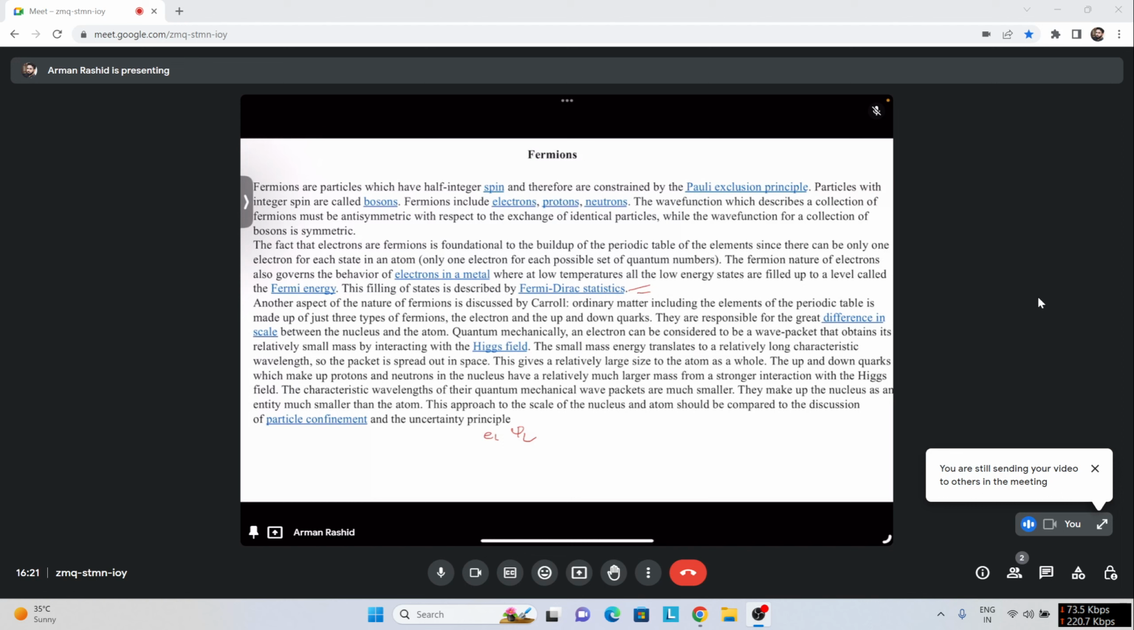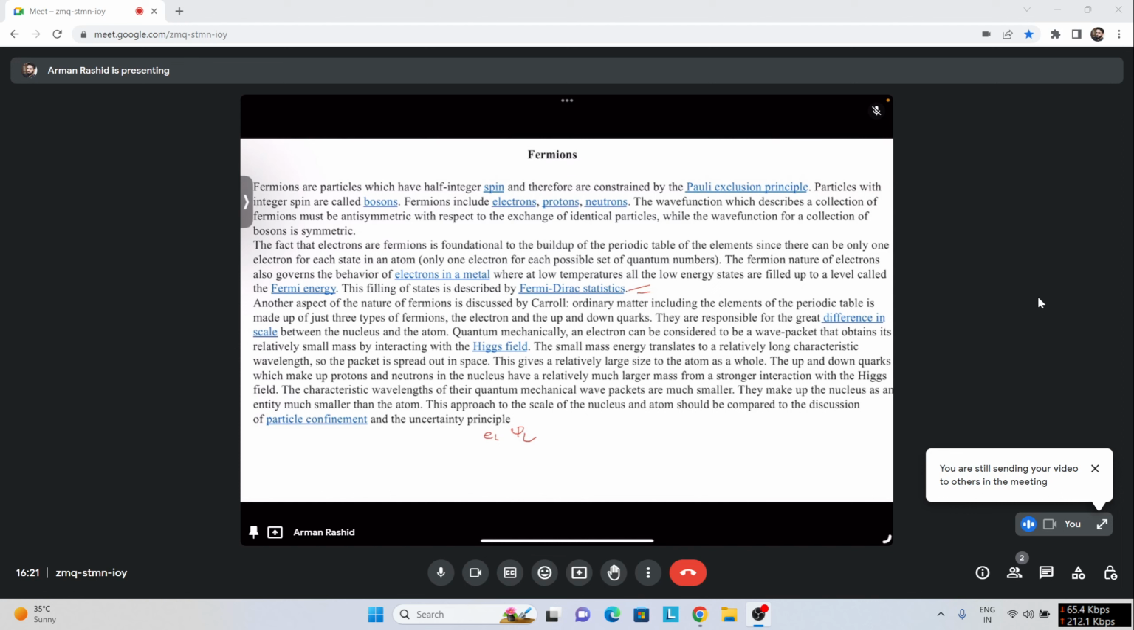So what Carroll said is that the particle matter is made of periodic elements. These elements are made of electrons and up and down quarks. These are responsible for the very large difference of scale between the nucleus and atom. An electron is actually a wave packet. It obtains its mass by interacting with the Higgs field. Because of the smaller mass, it gets translated into a very long characteristic wavelength, and this spreads in the space. This gives a relatively larger size of an atom as a whole.